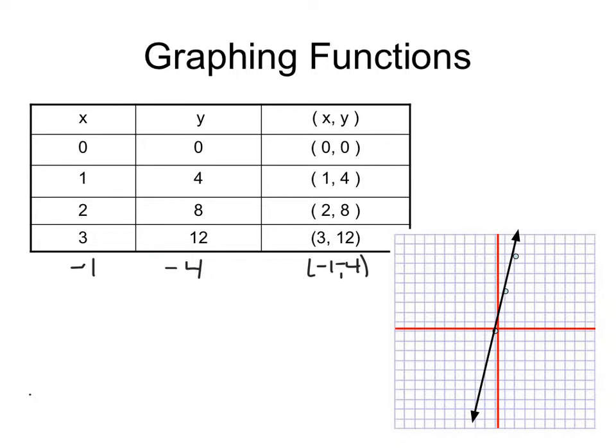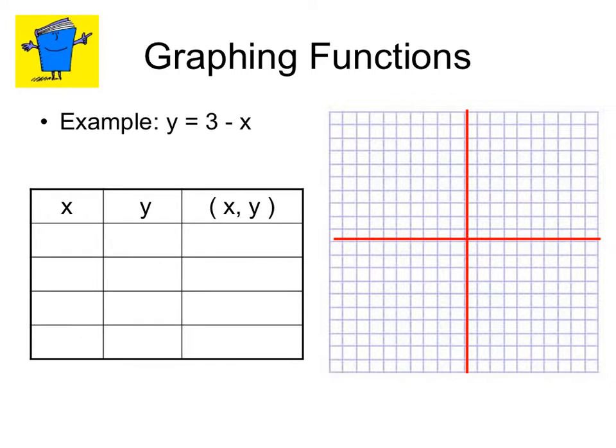Okay, this is our table from the previous slide, and I already went ahead and graphed the points 0, 0, 1, 4, and 2, 8 on my graph. Here's the point 0, 0, 1, 4, and 2, 8. And I'm just going to quickly insert the last ordered pair which I had, which is -1, -4, which is about there on my straight line. I drew the straight line after I plotted the points, and if you graph this function correctly, you should end up with a straight line.